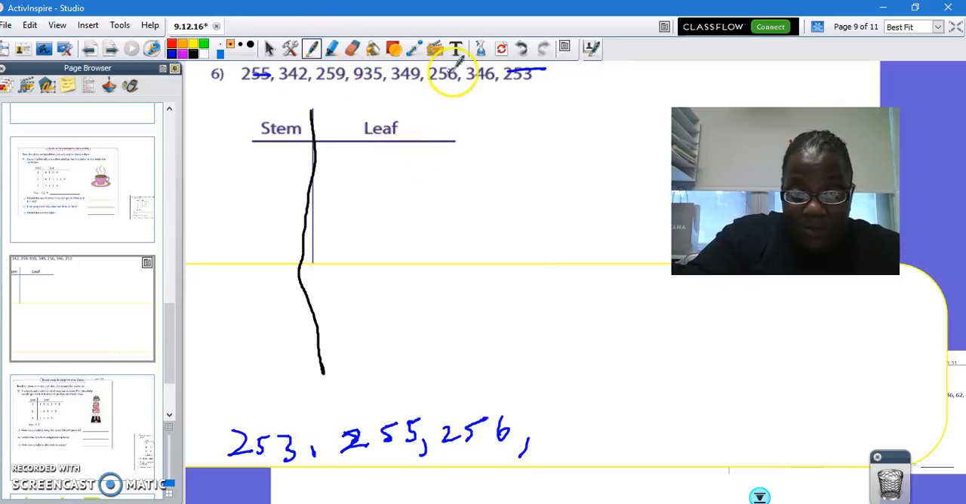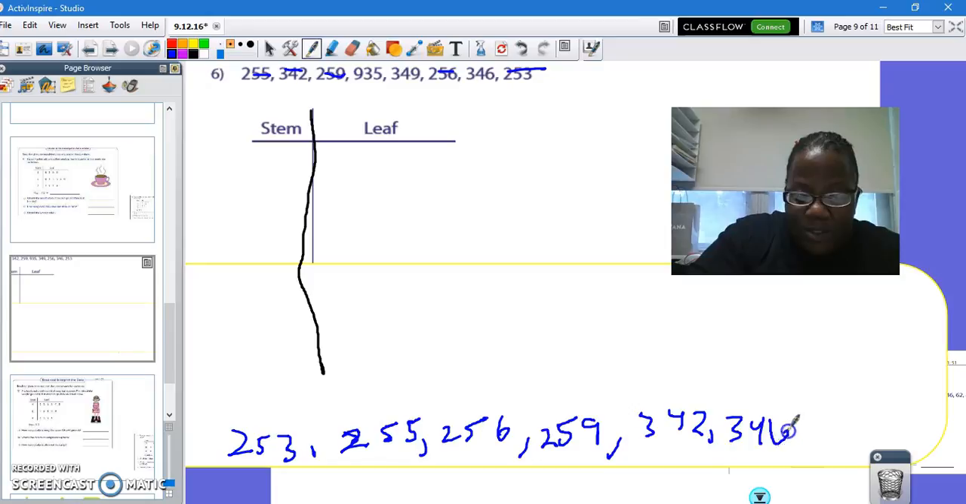256, and then 259. All right, I think it goes into 3s. I have 342, 346, and 349, leaving me with just 935.